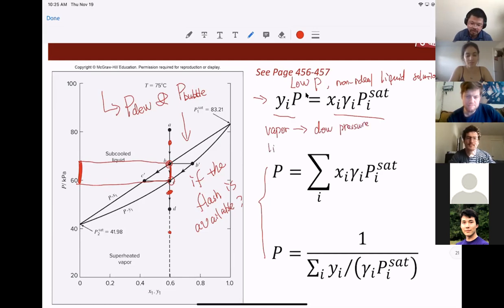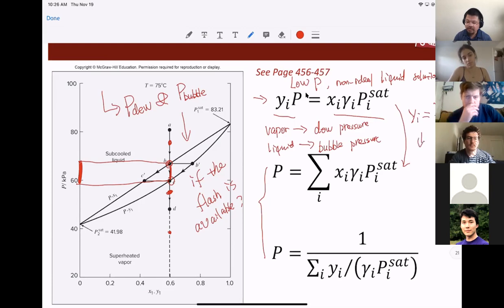If I'm moving from liquid, I'm going to calculate the bubble pressure. And then starting from this phase equilibrium equation, we are going to have the manipulation. One is I try to express this yi as xi pi sat over P total.